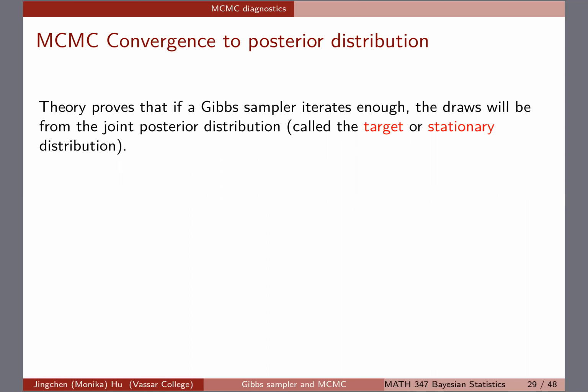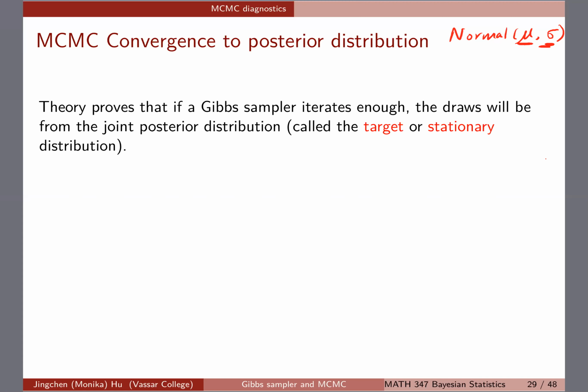But at the end of the day, say, for example, in the normal case, we're hoping that the draws that we get from the Gibbs sampler, a large number of draws of mu and also a large number of draws of sigma, are coming from the Gibbs sampler. And we know how they were drawn: mu given the previous sigma, and then the new sigma given the current mu, all that. But at the end of the day, we're hoping that the draws will converge to the target, the actual joint posterior distribution. So that's what we're hoping to do.